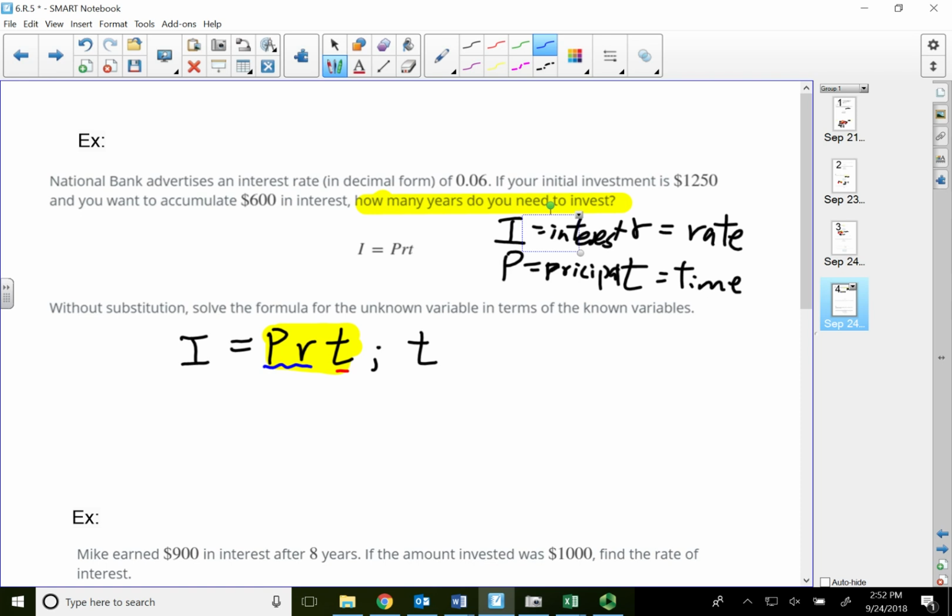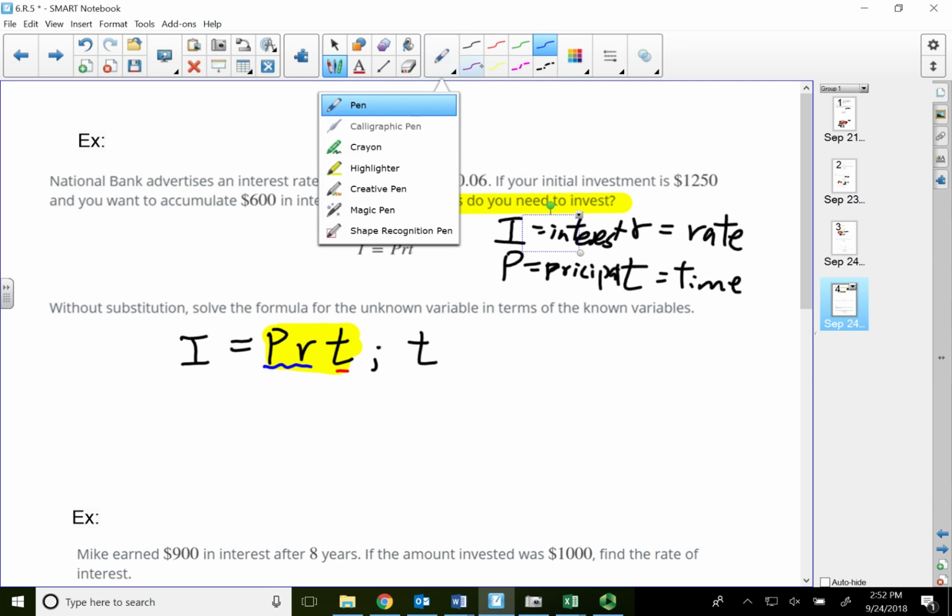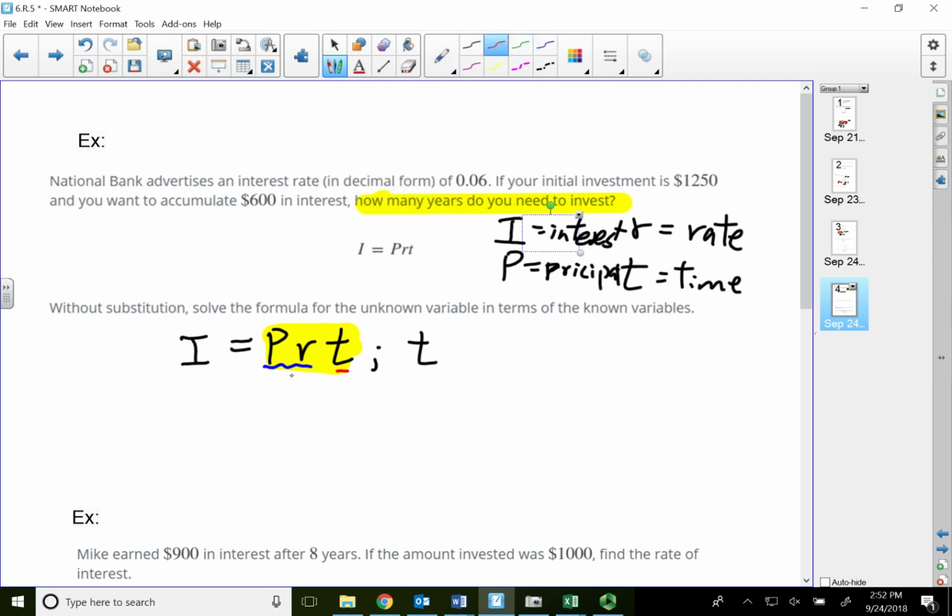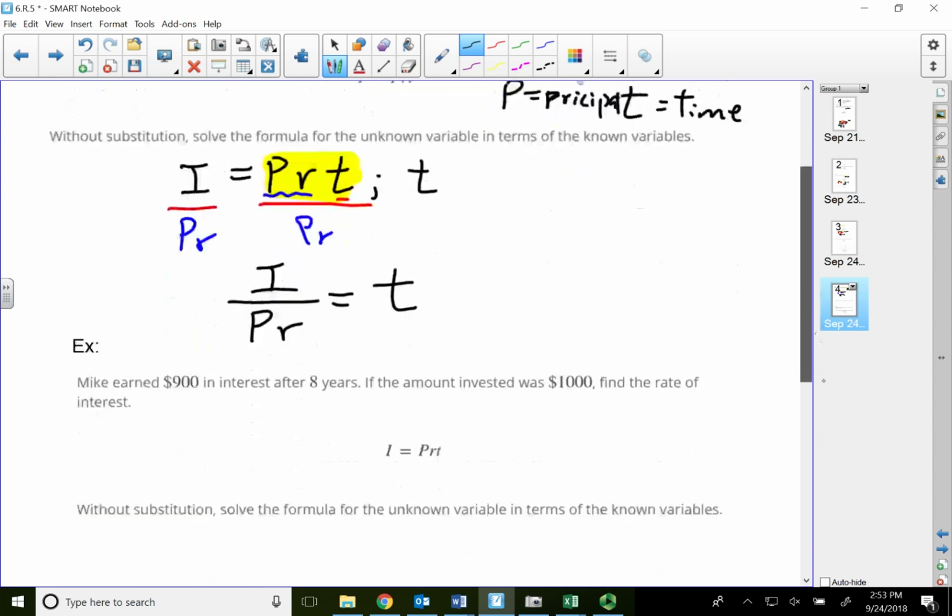So since I only have two terms and there's no like term to combine, no parentheses where I need to do distribution, the only thing I can do is divide both sides by my coefficient, P times R. So my time, T, is equal to interest divided by P times R. That's all there is to it. That's how we solve these types of equations.